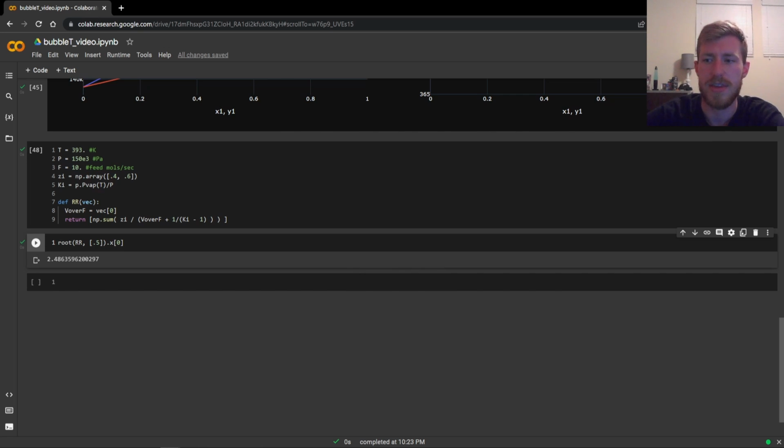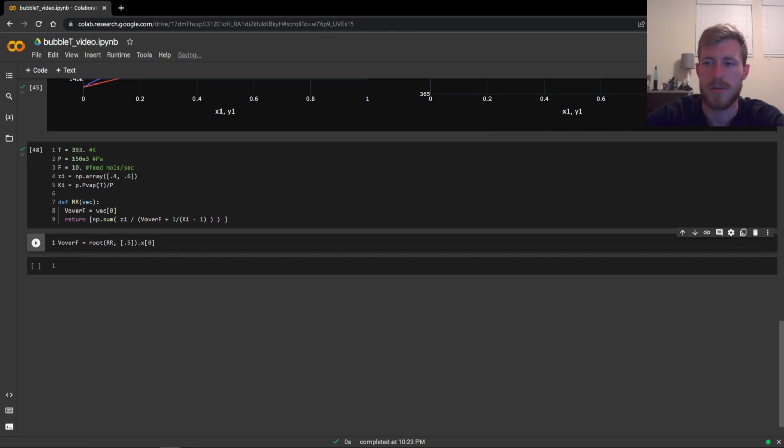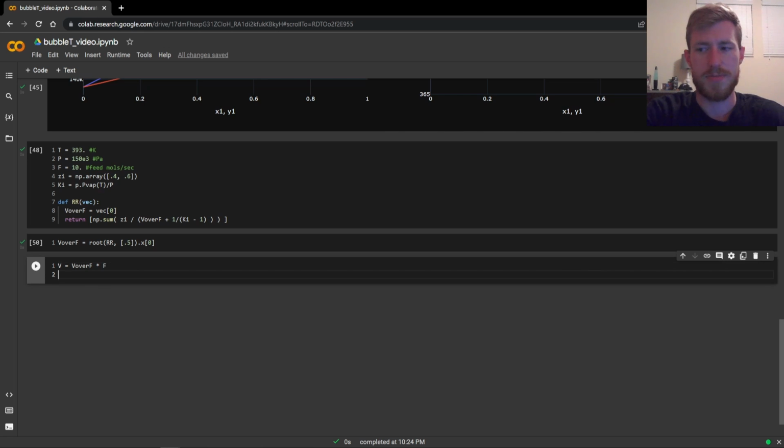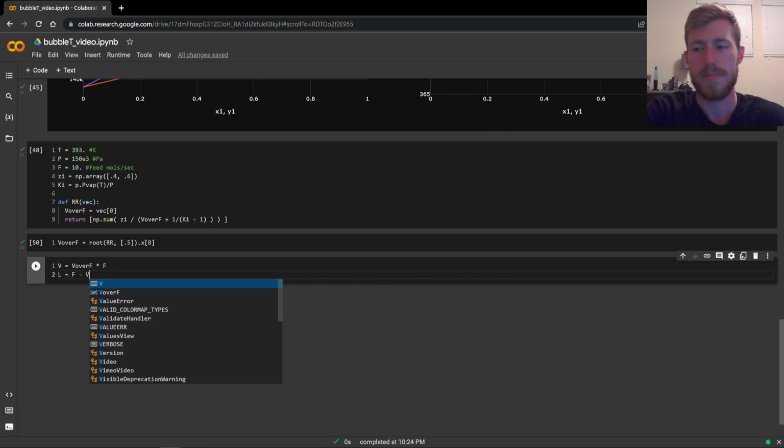Well, now that we have this, I'll set V over F equal to the root. So clear, run this again. Now we have that value saved. Since this is V divided by F, if we want to know the amount of vapor, V will just be equal to V over F times F, obviously. That one's pretty easy. Once we know our vapor, since we already know our feed, liquid is just the difference between the two. So the liquid is going to be equal to feed minus vapor. Again, overall very simple.